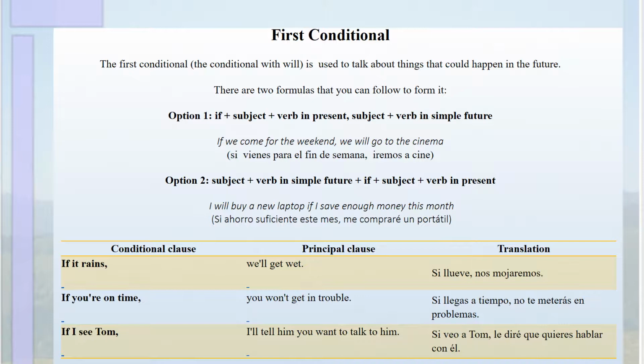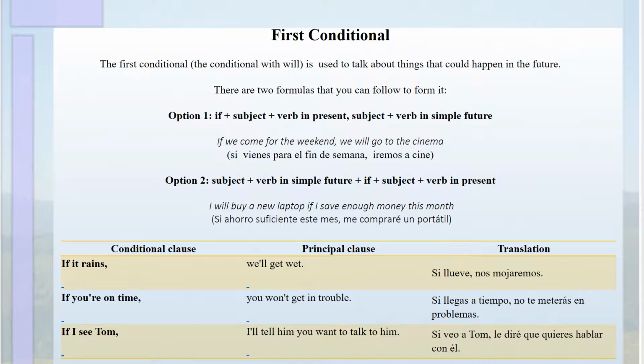For example, in the next sentence, if we come for the weekend, we will go to the cinema. Si vienes para el fin de semana, iremos al cine. Option 2: subject plus verb in simple future plus if plus subject plus verb in present. For example, in the next sentence, I will buy a new laptop if I save enough money this month. Si ahorro suficiente este mes, me compraré un portátil.